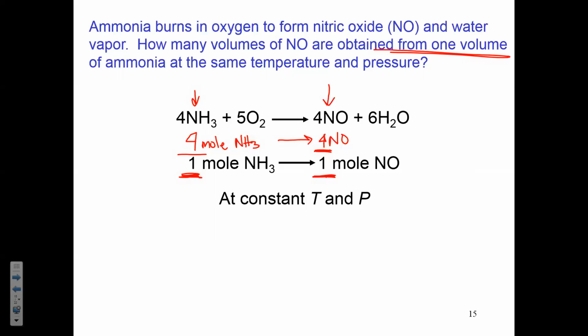Okay, and again, that's constant temperature and pressure. So then we can just assume that it'd also be 1 volume.